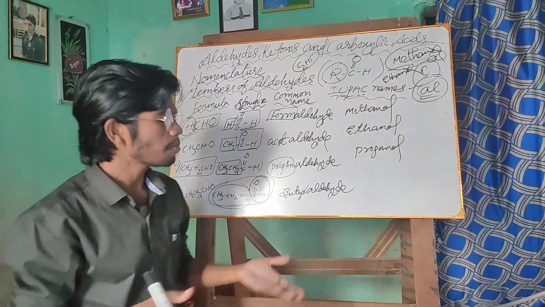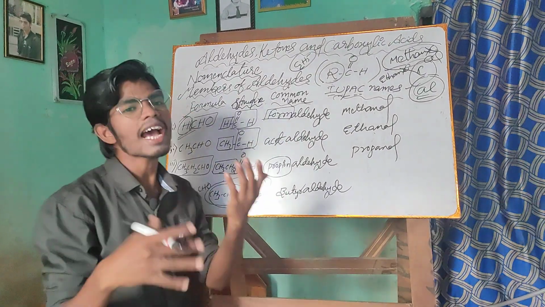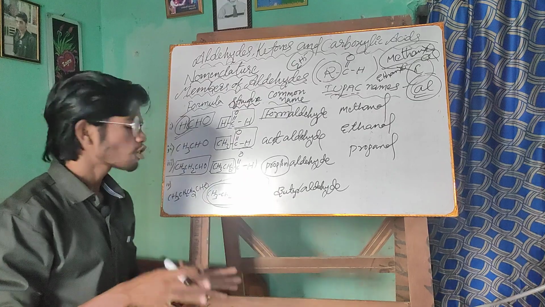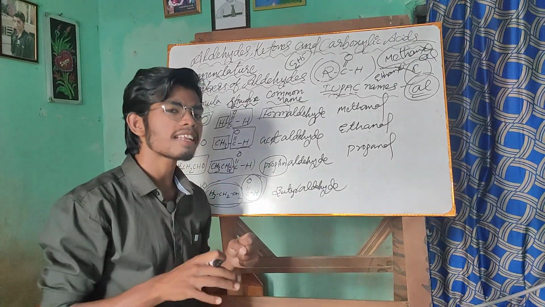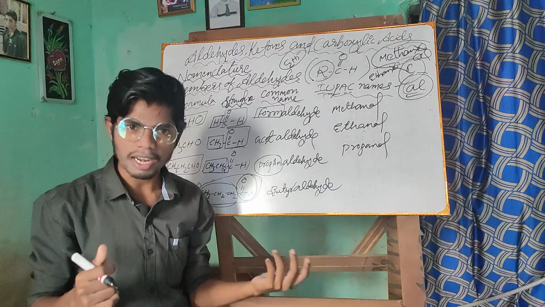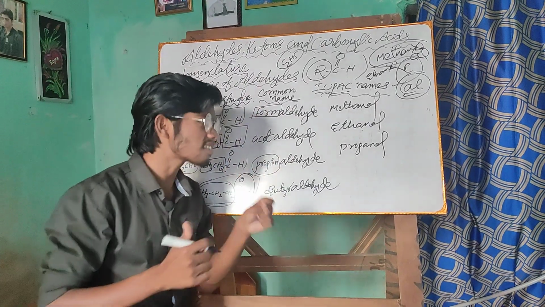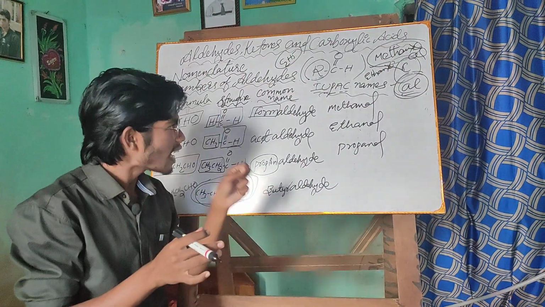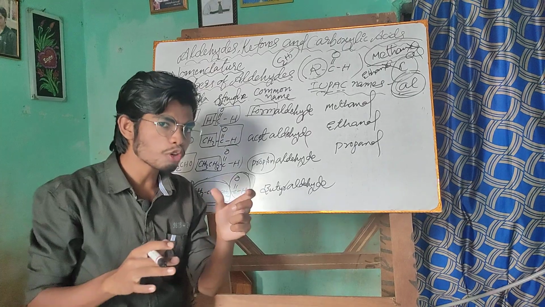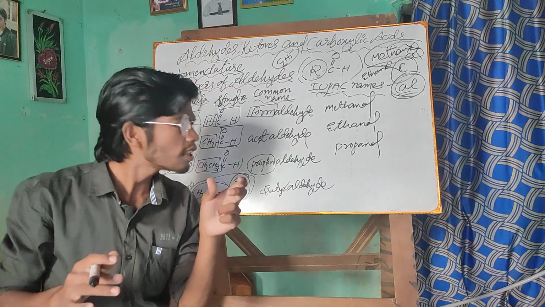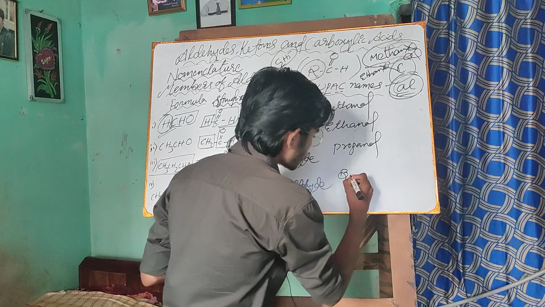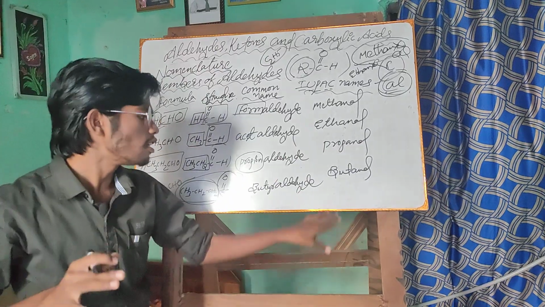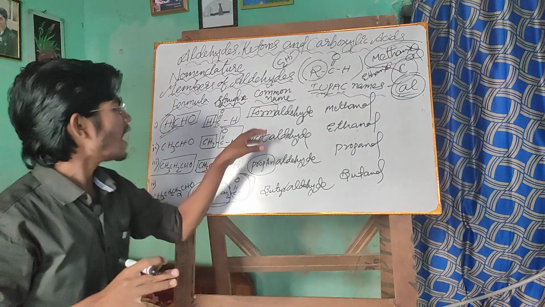Similarly, the IUPAC name is very easy to identify. Tell me how many carbon atoms are there? 1, 2, 3, 4. Four carbon atoms are there, so no doubt it is butane. The suffix of aldehyde is Al, so the last E of butane will be replaced by Al, and finally we get butanal, B-U-T-A-N-A-L. So butanal is the fourth member of the aldehydes.